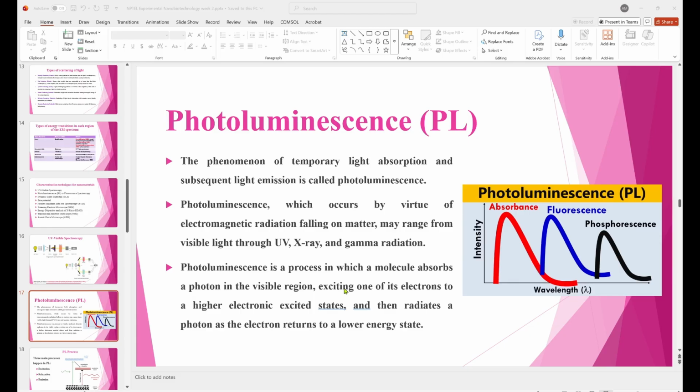So here you can see the blue one is your excitation maxima and the red one is your emission spectrum. And you can see there is a difference between the two peaks. This difference, which is represented here as B, is called the Stokes shift. You will always have a Stokes shift like this.